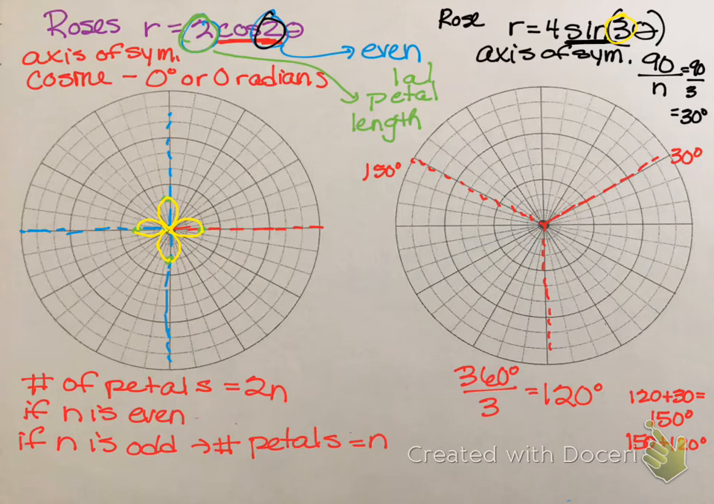Please remember that the petal length is 4. 1, 2, 3, 4. So go around, that would be here. Keep on going around, that would be here. So if I am going to relatively accurately sketch these petals, they would look like that.